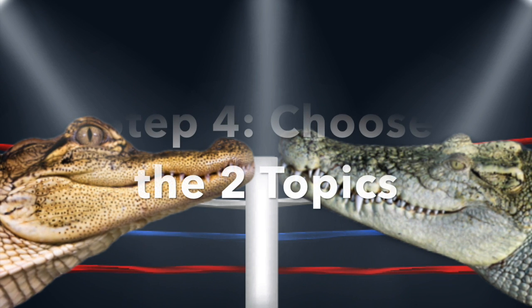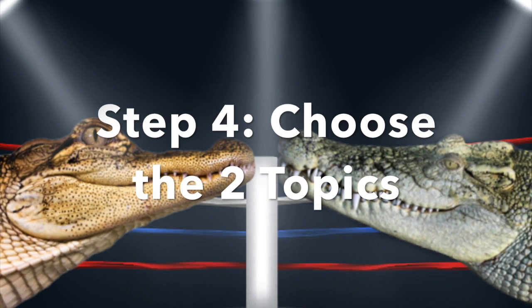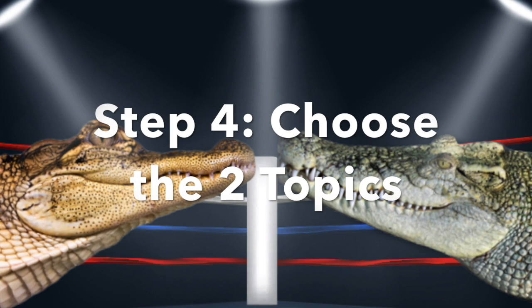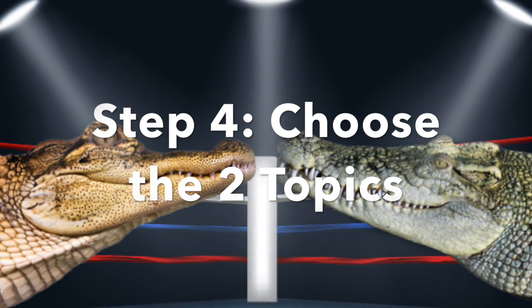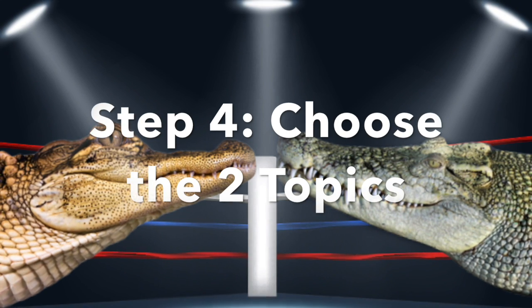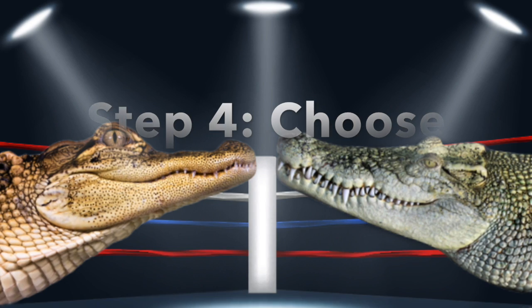Step 4 is to choose the two topics that you are planning to compare and contrast. So, for example, if I read the nonfiction book over alligators and crocodiles, I may want to say, let's compare alligators to crocodiles and see their similarities and their differences.